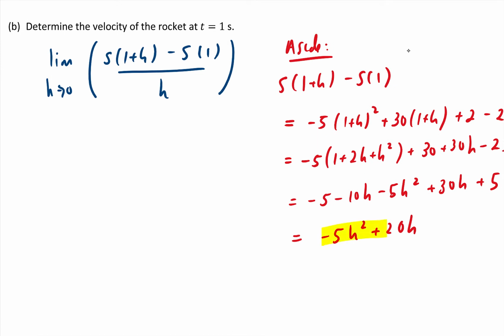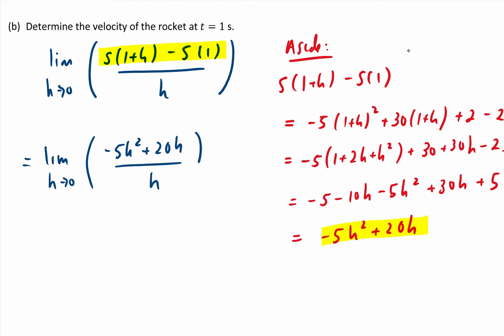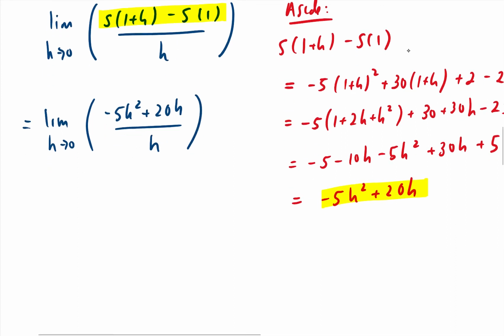So now we take our result here, and we're going to sub it in for s of 1 plus h minus s of 1. So we get the limit as h goes to 0 of negative 5h squared plus 20h all over h. And we know we've done this correctly because we have a common factor of h in the numerator, which will cancel the h in the denominator.